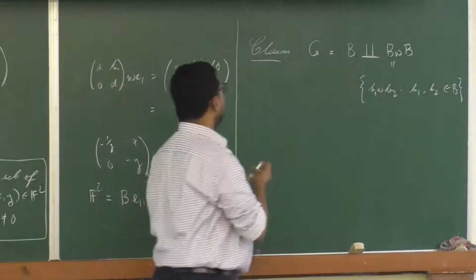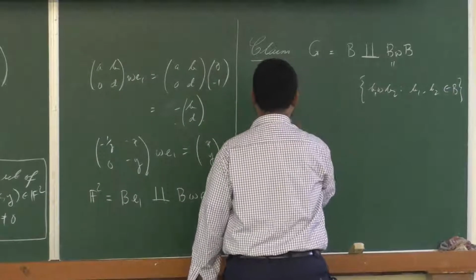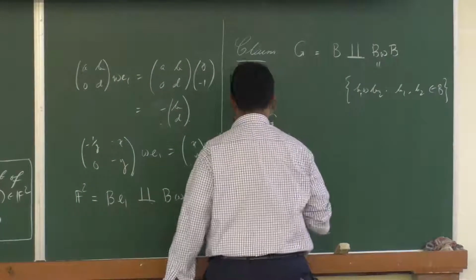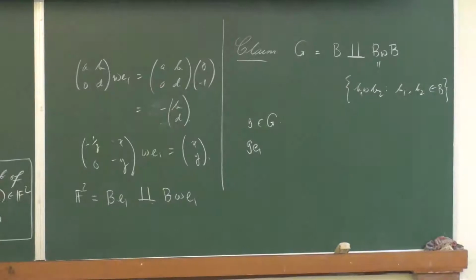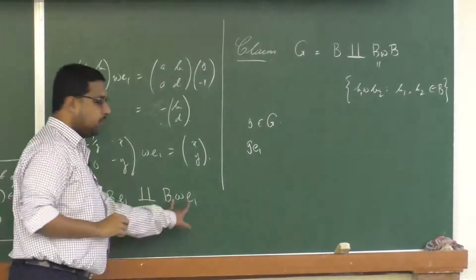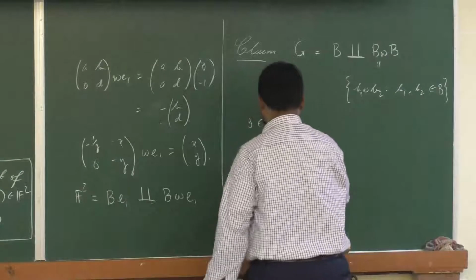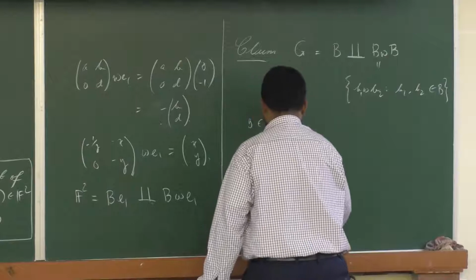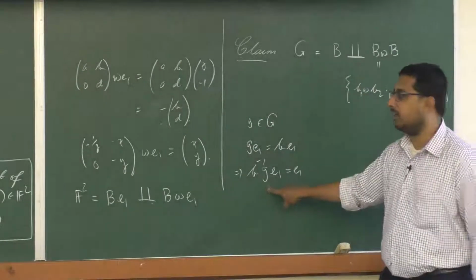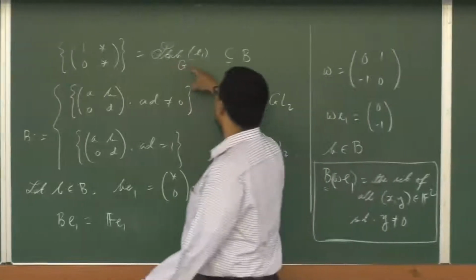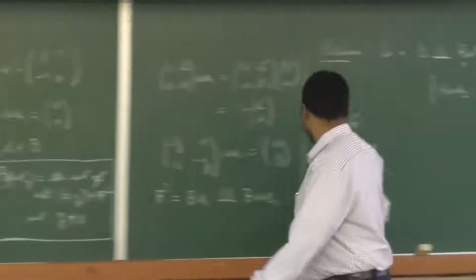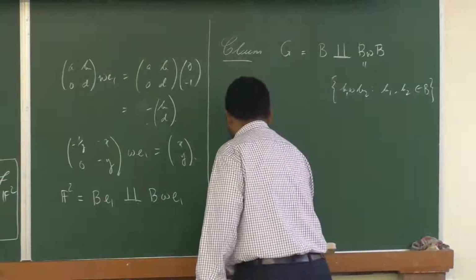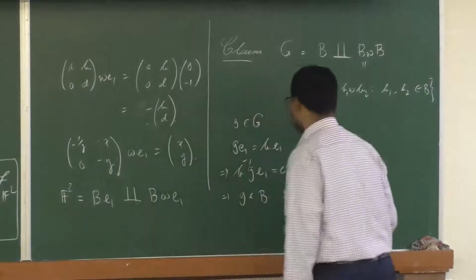Why is this true? Let g be from G. Then we look at gE1. gE1 is in F2. So either gE1 belongs to here or belongs to there. In the first case, if gE1 is of this form, then that means B inverse g E1 is E1, that is, B inverse g stabilizes E1. Now we have seen that the stabilizer is contained inside B. So therefore B inverse g is in B, that forces g to be in B. So this is one situation.